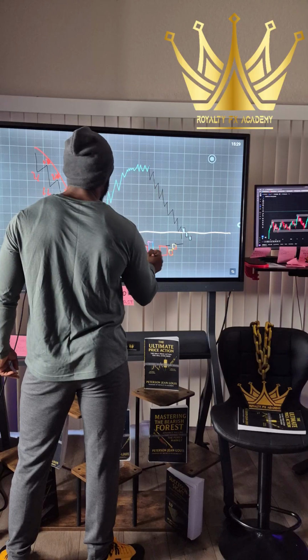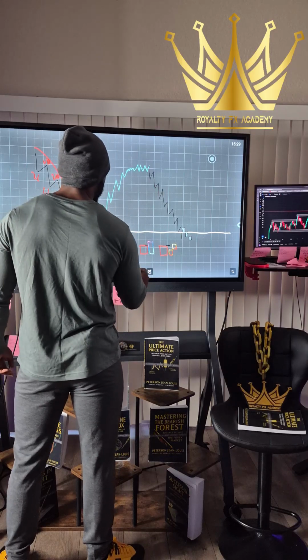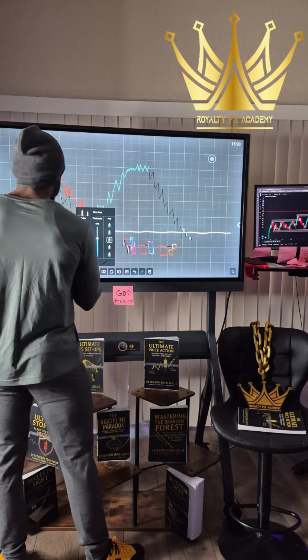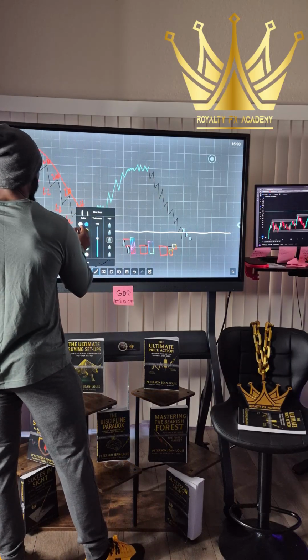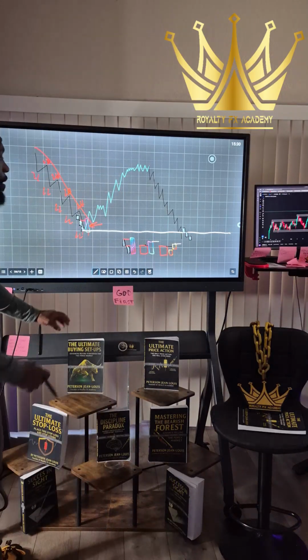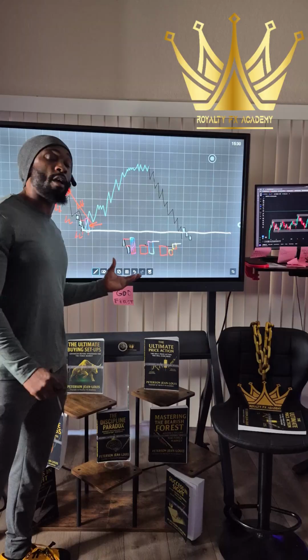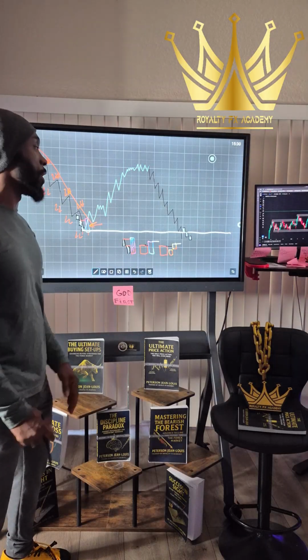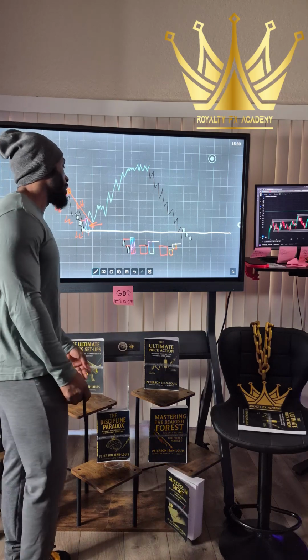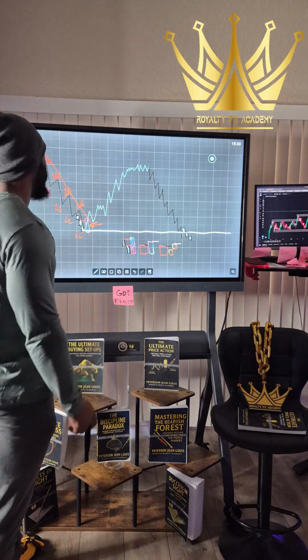Entry point here. Let me change the color for that. It got engulfed at this point. There goes your entry point. Here. Oh, here. See that? This is three different variations of the bullish engulfing. All right. It's like three more. It's in the book. Okay. It's free game.